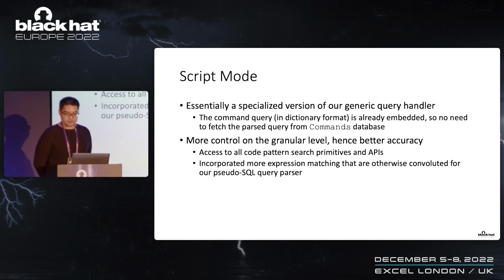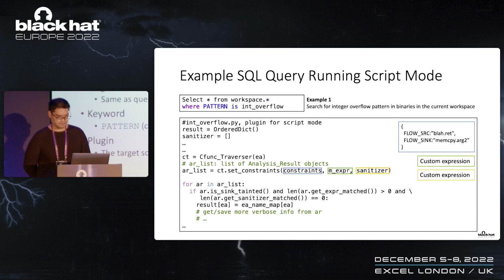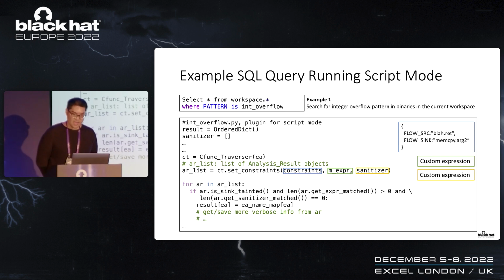The plugin used in script mode is a specialized version of our generic query handler, totally customizable by the user. Within this plugin, the user can leverage all search primitives and API to find call patterns of their interest. This is what the format looks like, pretty similar to the SQL query format. The only difference is the keyword pattern. This is how the handler knows which mode it should operate in. And this is how a script mode plugin may look.